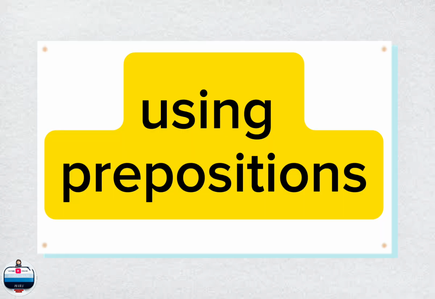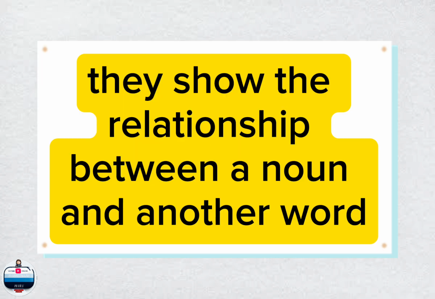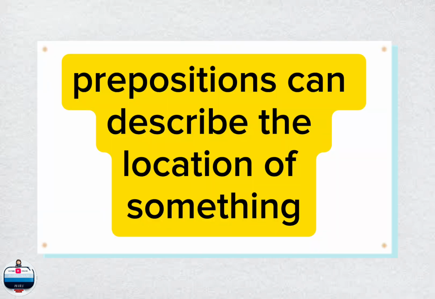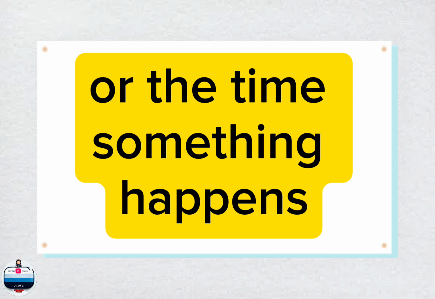Using prepositions. Prepositions are small but very important words in English. They show the relationship between a noun and another word in the sentence. Prepositions can describe the location of something, the direction it's moving, or the time something happens.